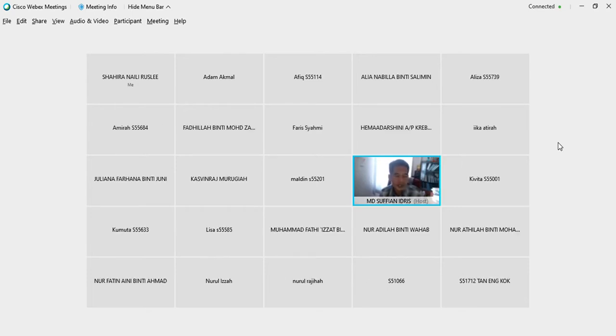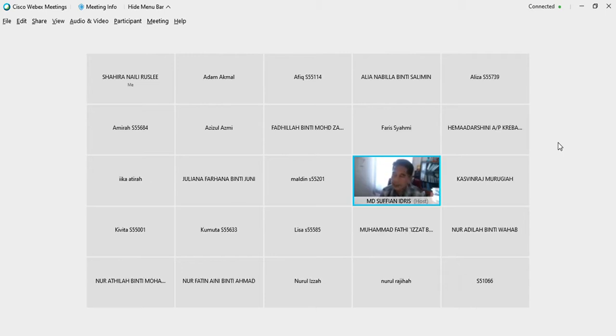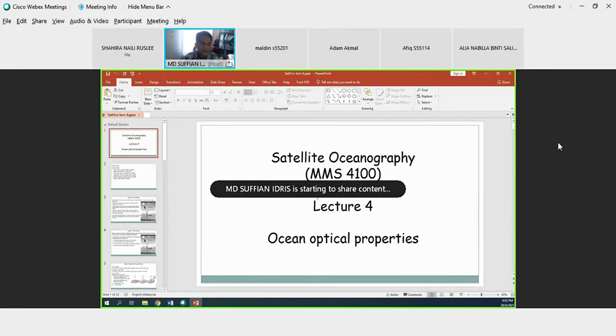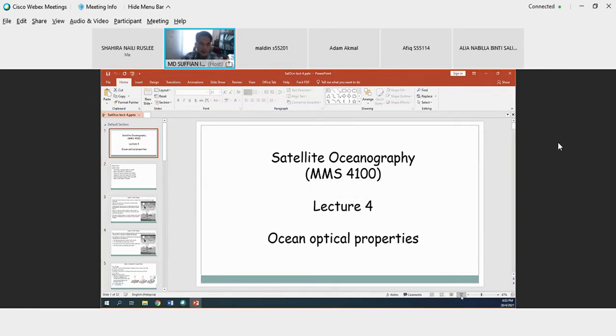So these optical properties are very important in satellite ocean color, especially ocean color. They are also important for temperature. So I will share the PowerPoint.